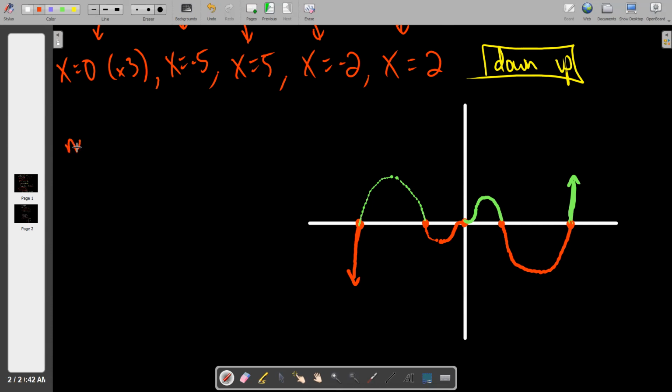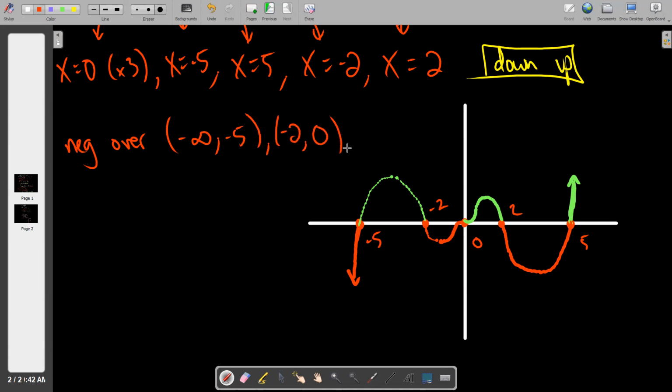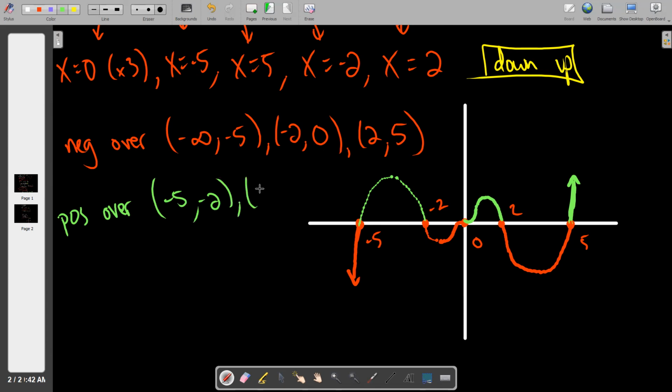So this graph is negative over the intervals. I got to label these or I'm going to go nuts. -5, -2, 0 to 5 there. So it's negative over -infinity to -5. It's also negative from -2 to 0. And it's also finally negative from 2 to 5. And it is positive over similar, it's the same number of intervals. So from -5 to -2, from 0 to 2, and from 5 to +infinity.